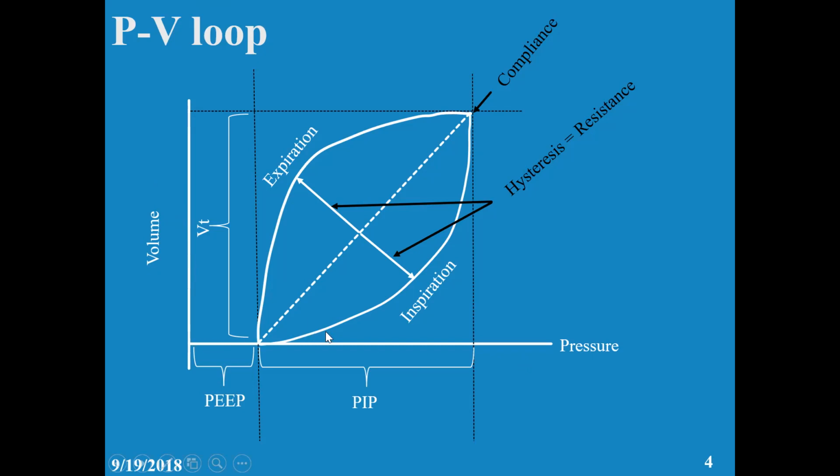So once the pressure increases, the volume will increase. It does not start at zero because it always starts after PEEP. So this is PEEP, centimeter water. This is PIP, centimeter water. And this is the tidal volume, mil.